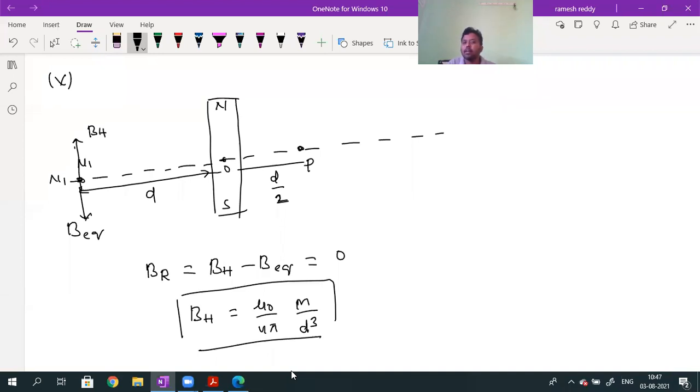I consider one point P. What is that point P distance? d by 2. When point P is at a distance d by 2 from the center of the bar magnet, at this point P, what is the resultant magnetic field?